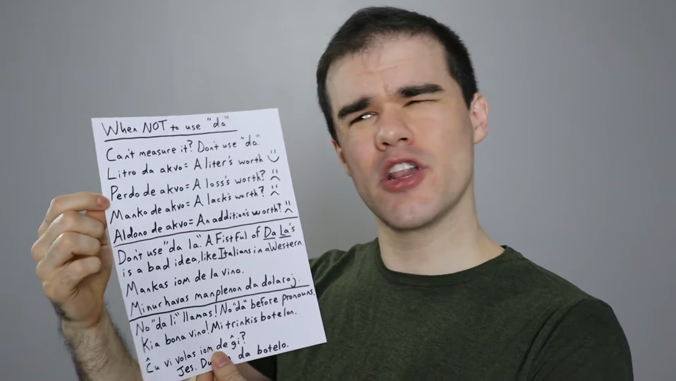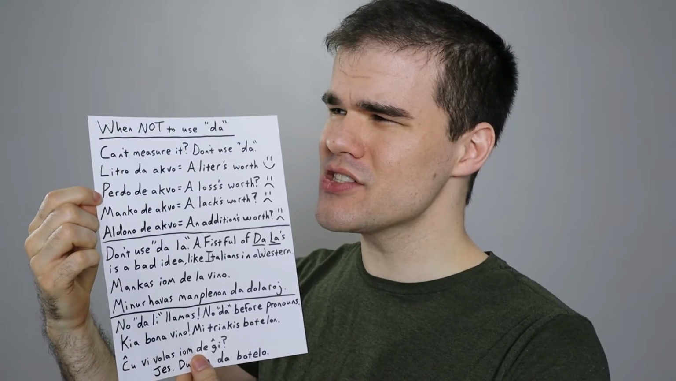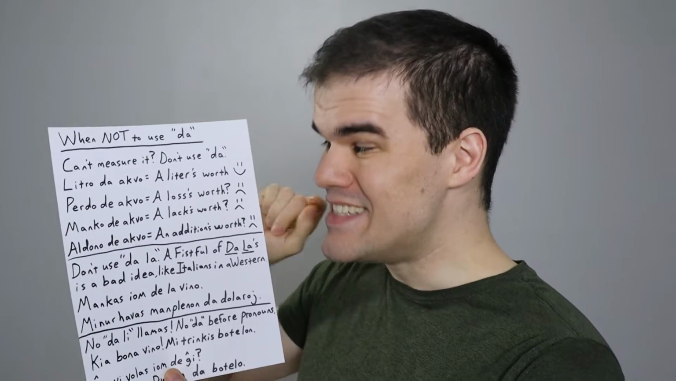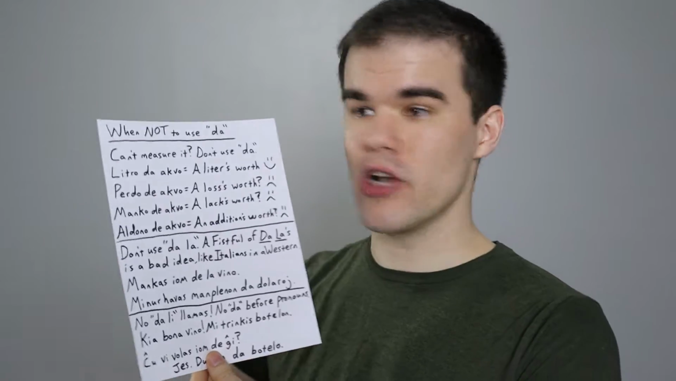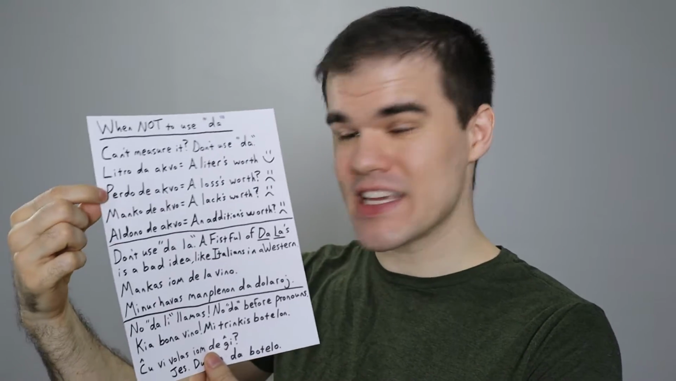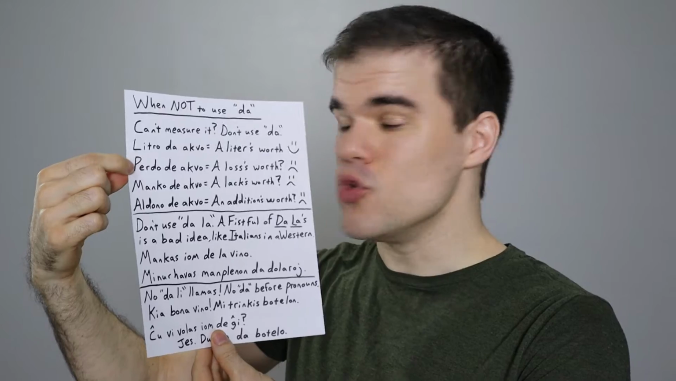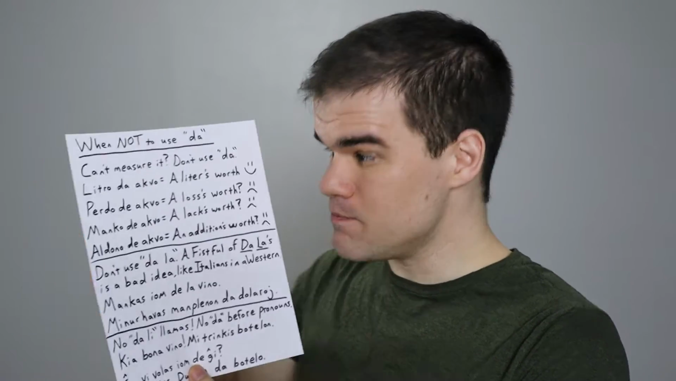Would you say I had half a loss? Would you say I had 2 loss of? No, you wouldn't. And because of that, you would say perdo de akvo. There was a certain amount spilled, yes, but with this phrasing and the focus on the loss itself, you don't measure anything out. So you wouldn't say da, you'd say de.